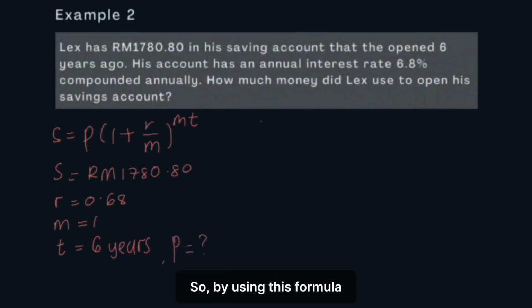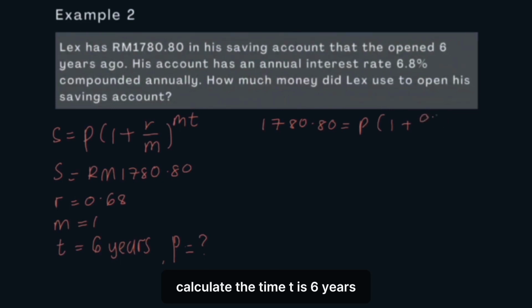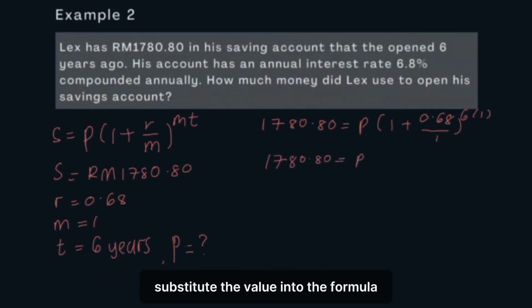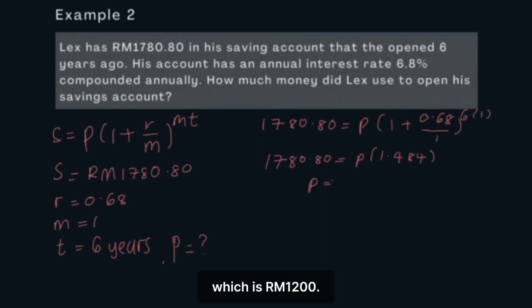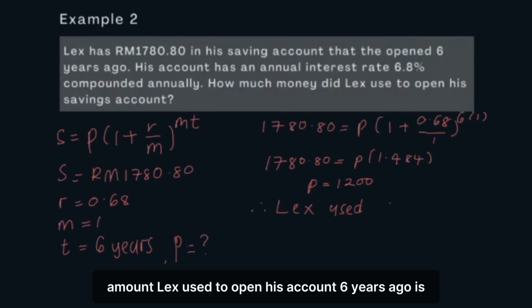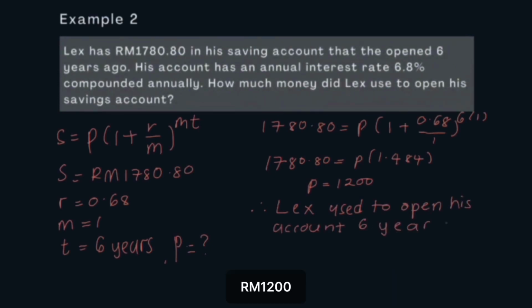So by using this formula, substitute the values into the formula. Calculate it, and we get the final answer, which is 1,200 ringgit. So we conclude that the principal P amount Lek used to open his account 6 years ago is 1,200 ringgit.